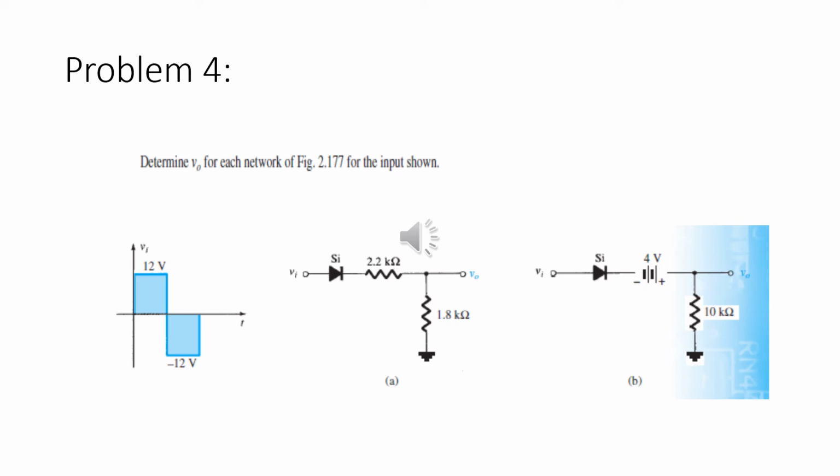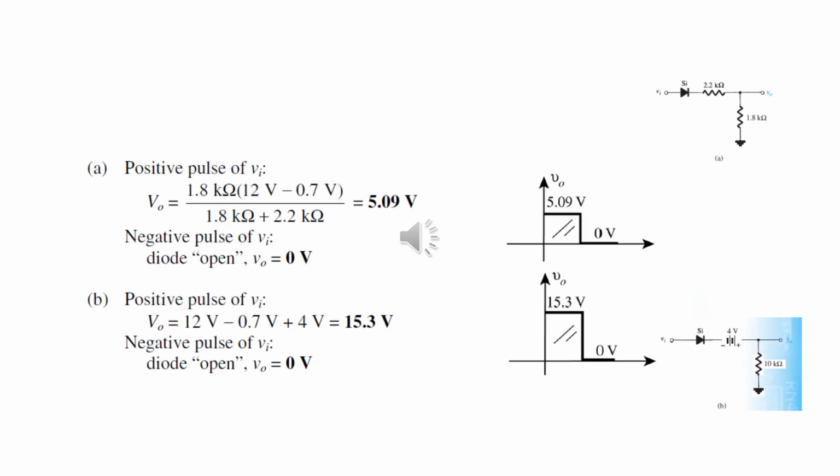This is again a series clipper. One is biased and one is unbiased. So we need to determine the output waveform V0 for the circuit. Let's start analyzing the circuit. One thing different over here is that now we have a square wave from 12 volts to minus 12 volts. Coming to part A, we have a series clipper. The diode will be conducting during the positive cycle, so we will be expecting a positive cycle at the output.